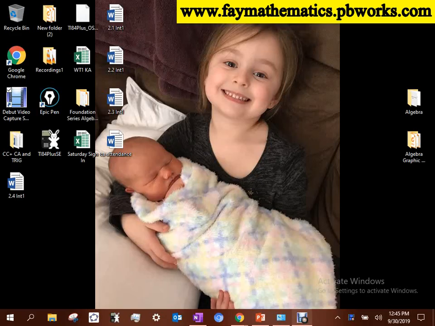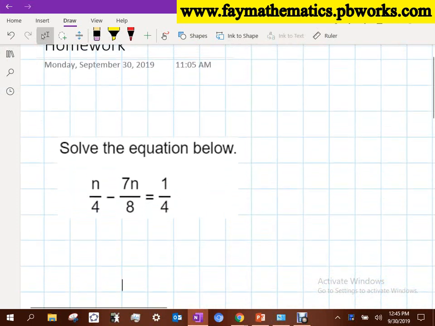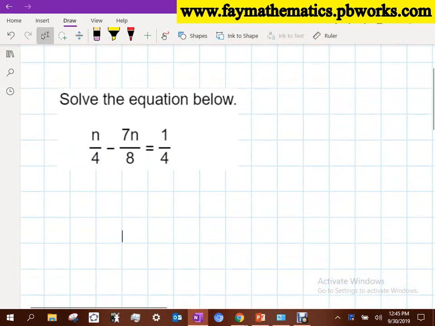So I've got a couple questions here from the homework of the last couple days. It's 2-3's homework that I want to go over. The issue here with this question is the fact that we've got a lot of fractions here, right? Do you guys know what a least common denominator is?